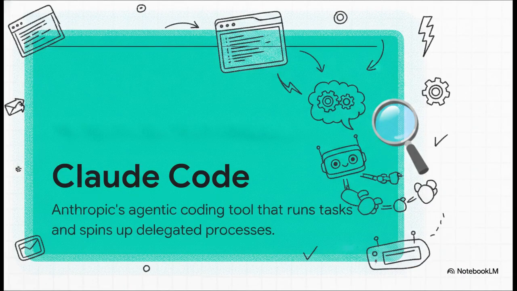Now, to understand how we actually solve this, let's make sure we're on the exact same page about the foundation here. The really operative word for us today is agentic. See, Claude Code isn't just some simple autocomplete engine. It's Anthropic's agentic coding tool. It actively runs tasks, executes commands directly in your terminal, and most importantly for our explainer today, it spins up delegated processes right there while you work. It's essentially like having this tireless code developer sitting right next to you, handling all the heavy lifting so you can just focus on the high-level architecture.